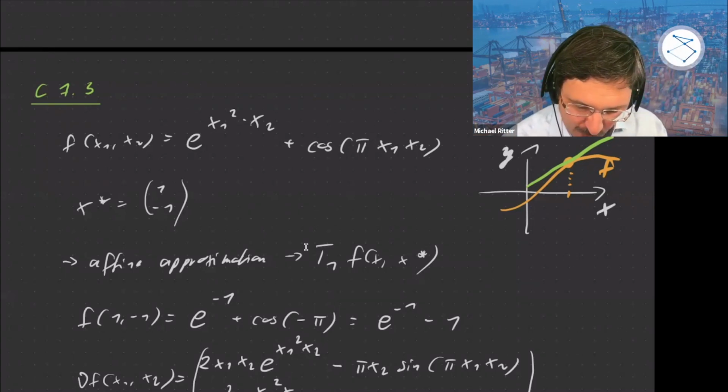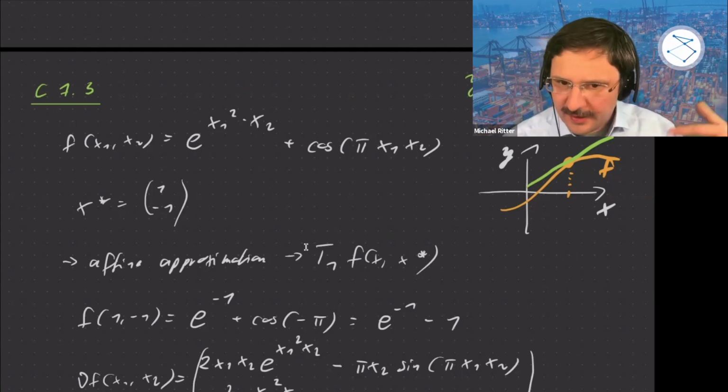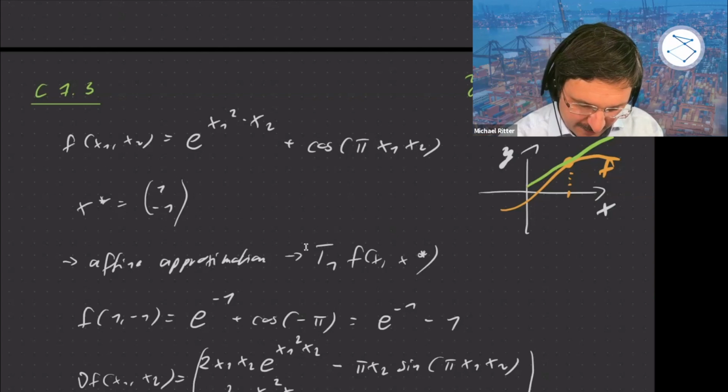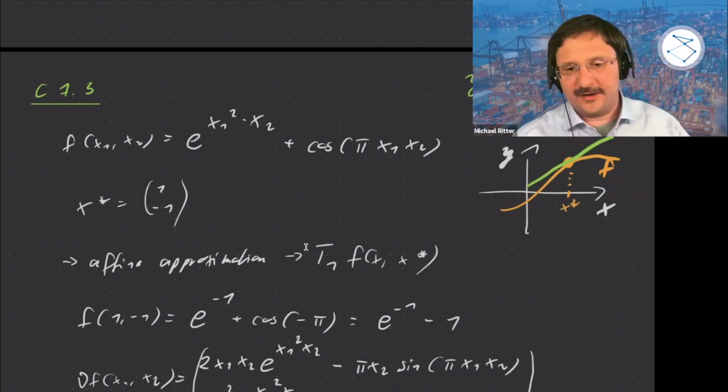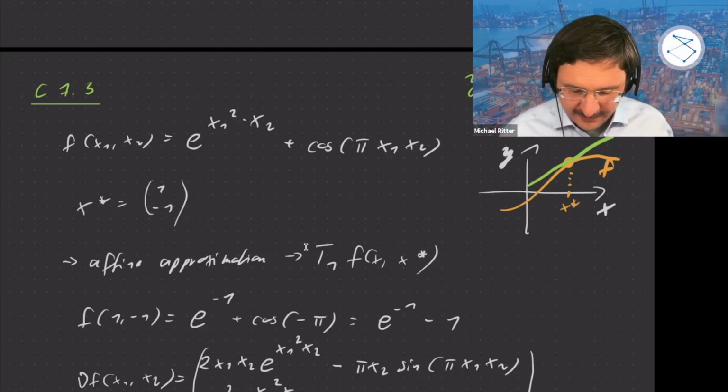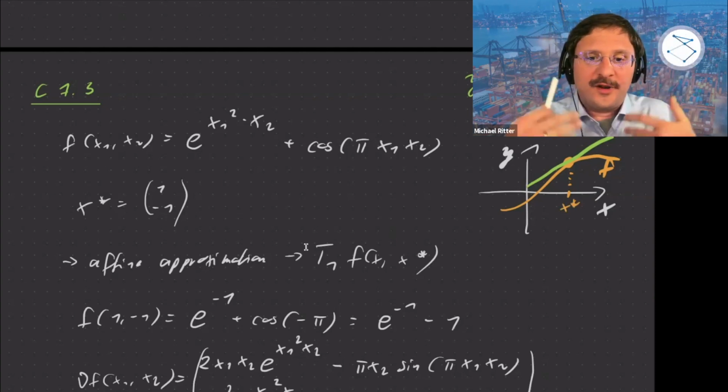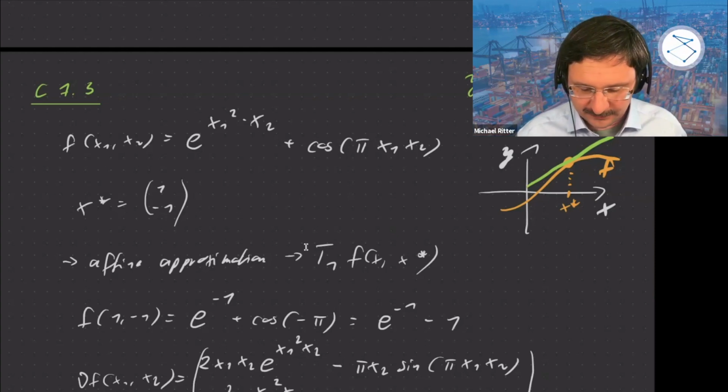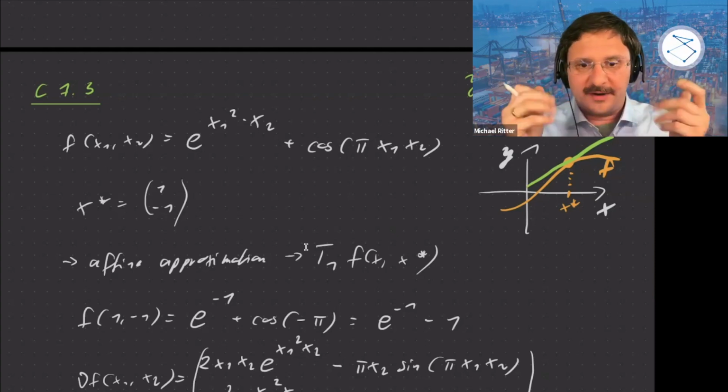Then those green y values would correspond to T1f at any given x value for the Taylor polynomial at x star. So this point here is my x star, right? So it means the Taylor polynomial gives you the function value that corresponds to any point around x star.